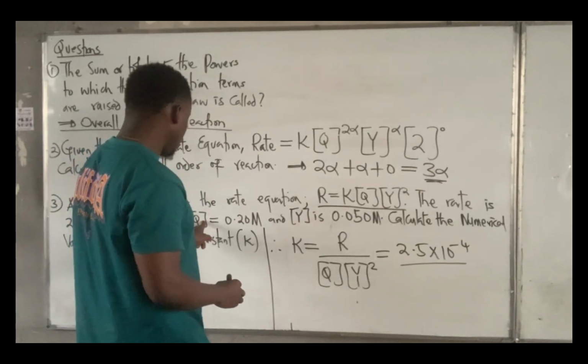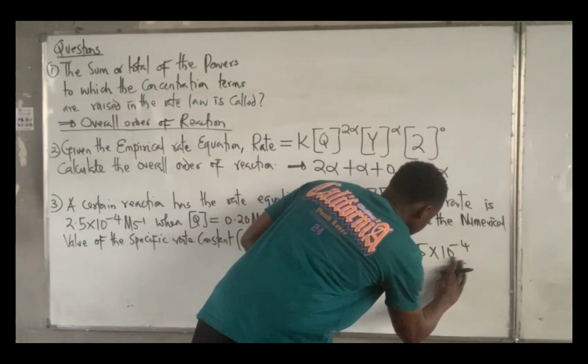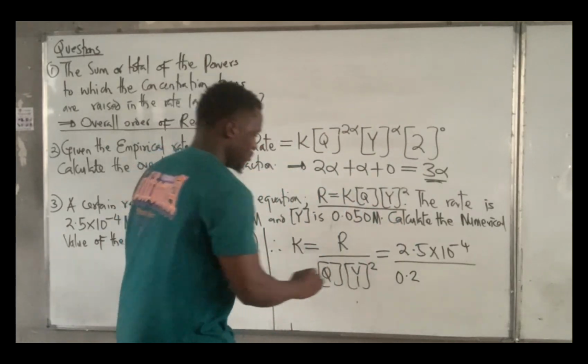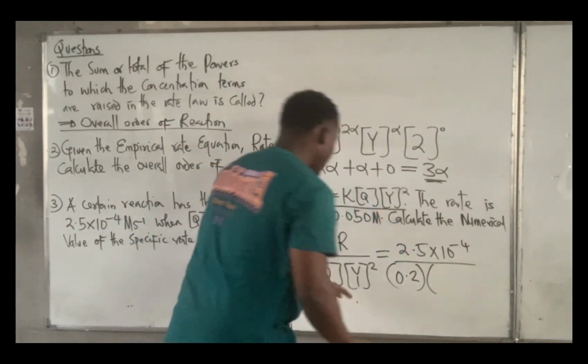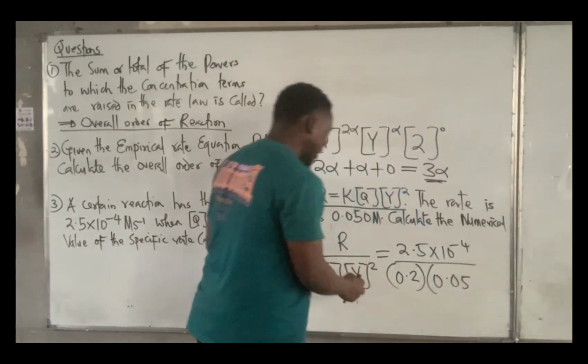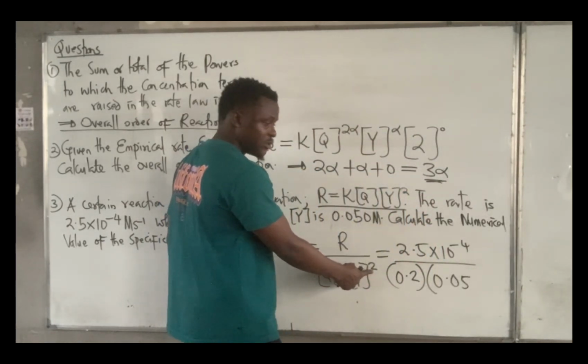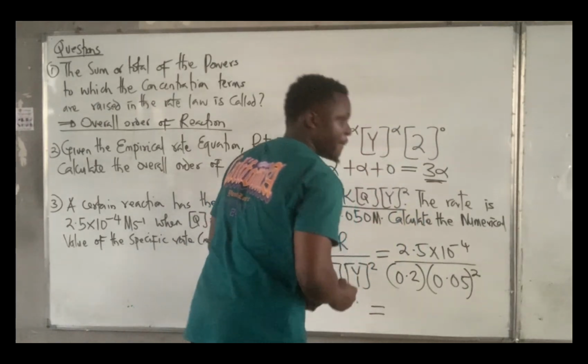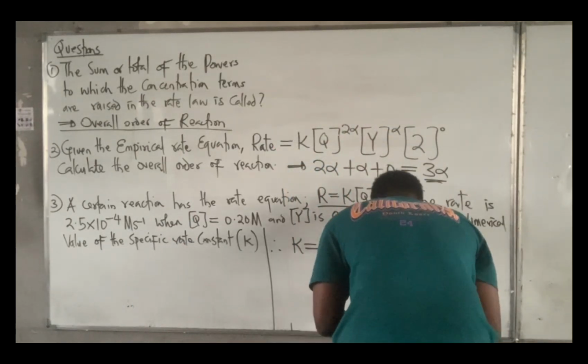Now, my Q, they gave me to be 0.2. And then my Y, they gave me to be 0.05. But remember, this Y was raised to the power of what? 2, so you have to square it. So please, what's the final answer here? 0.5.